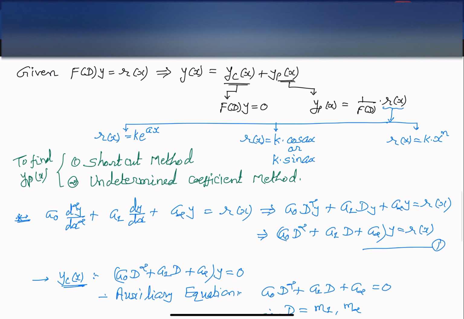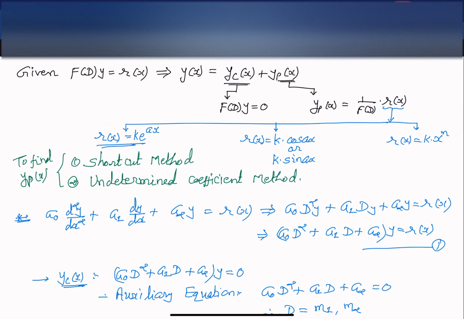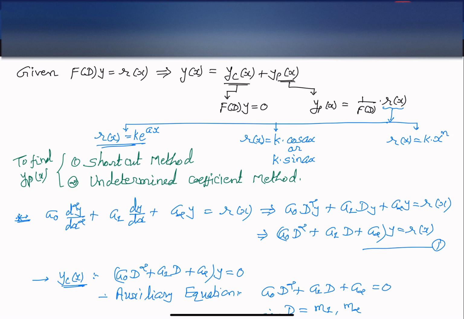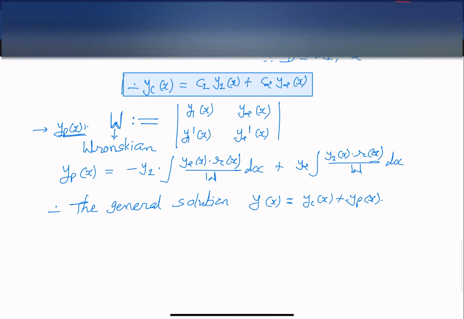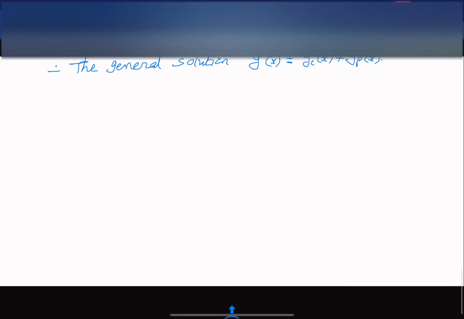We are already having these three cases: Rx equal to this, or Rx equal to this, or Rx equal to this, and we have this method or this method. Right. For all the cases. Then why do we need the variation of parameters method? So this particular example is enough to understand, right?